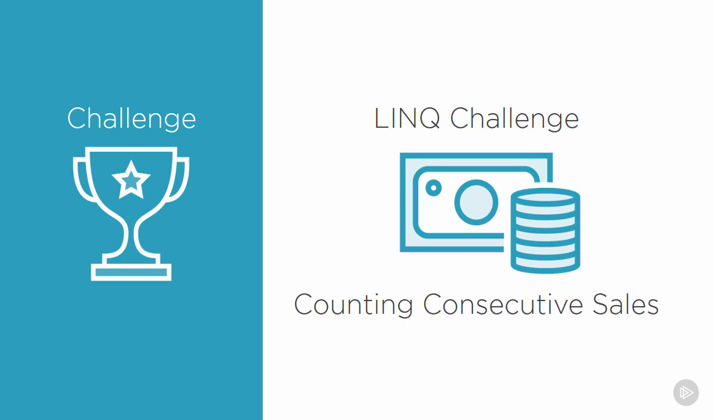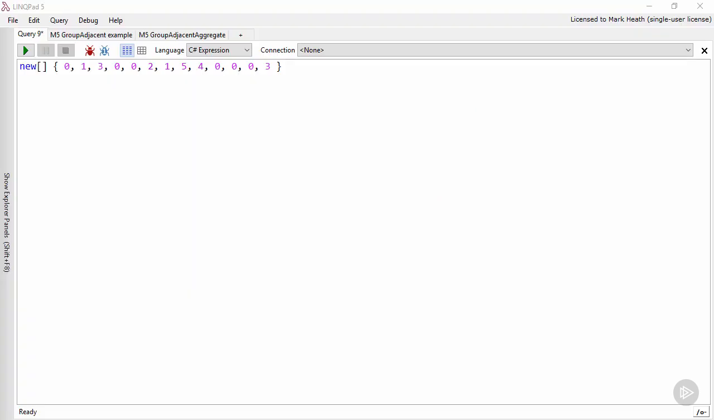This LINQ challenge is about counting consecutive sales. In this challenge, we start off with an array of integers, and these represent the number of sales made each day by a salesperson. Some days nothing is sold, while other days multiple sales were made. And what we want to do is find the longest streak of consecutive days in which something was sold.